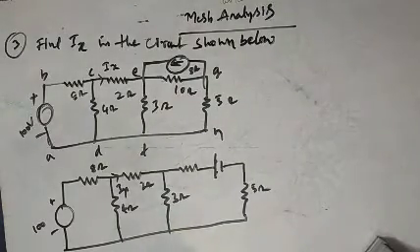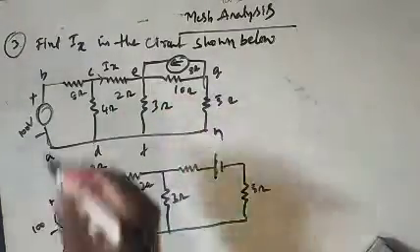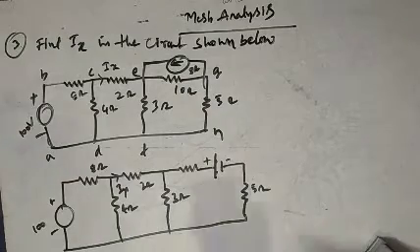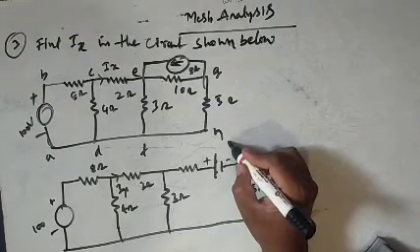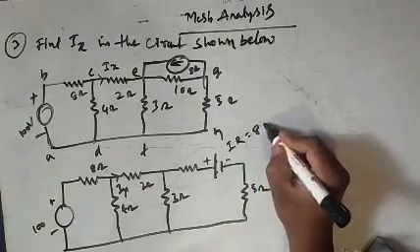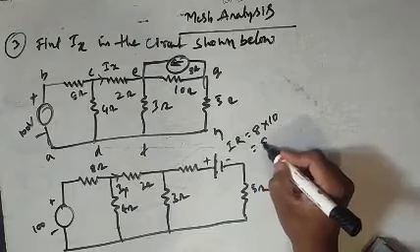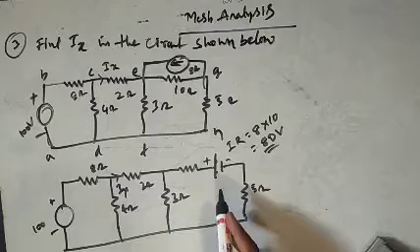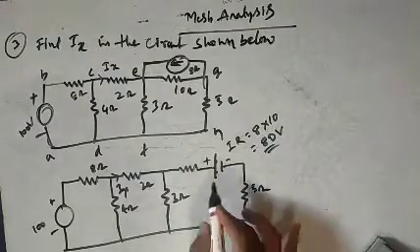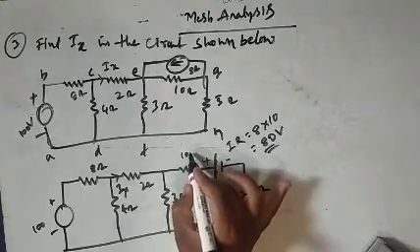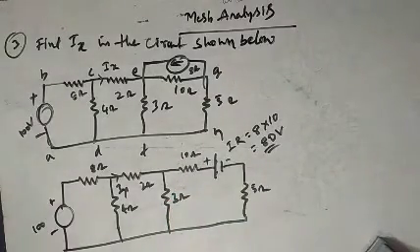The circuit looks like this. Since this is the direction, this will become positive and this negative. This voltage is obtained by current times resistance. The current is 8 and the resistance is 10, so the voltage is 80 volt. The resistance which was parallel to the current source will now be in series with the voltage source.